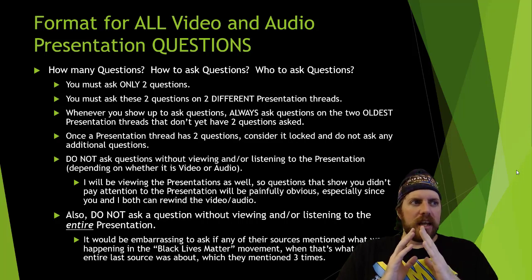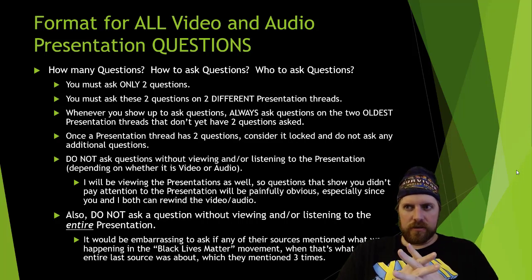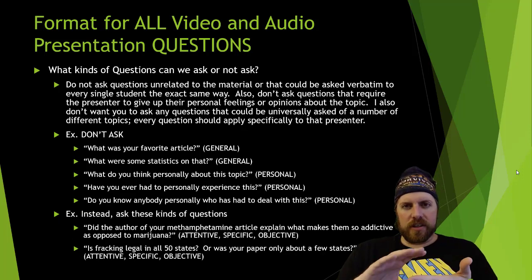Now, once you see that any of them has 2 questions, consider that locked, move on to the next one. Don't ask more questions if it's already got 2 questions. I don't have the time though to go and just lock all the threads, so just pretend like it is locked. And now, what kind of questions can you ask, or not ask?